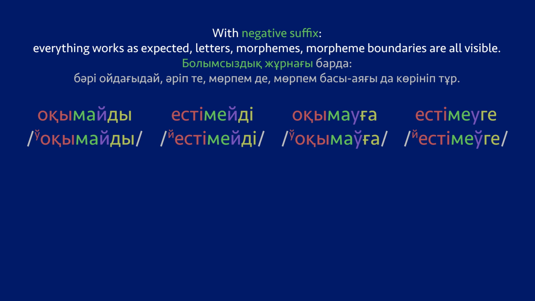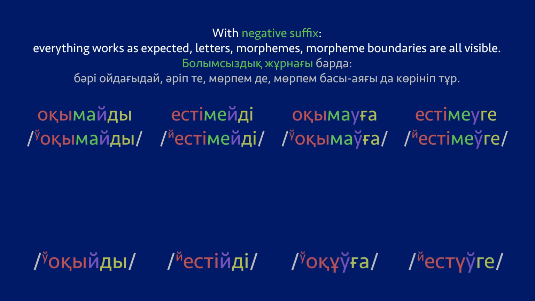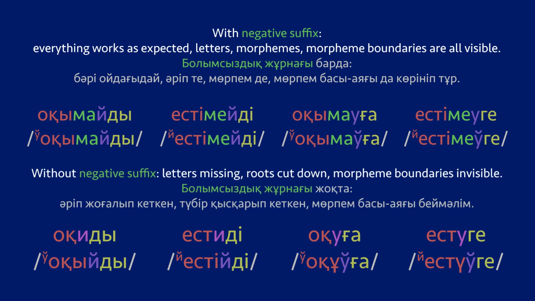But look what happens when you remove the negative suffix and make the word positive. Woqide, Yesteide, Woqura, Yestuge. The sounds are mostly the same. Sure, you have some assimilation going on here with the perfective suffix, but everything is still made up of native sounds. But in writing, you can't just remove the negative suffix, you have to remove letters from both sides around it as well, and replace them with a completely different letter that doesn't even make its own unique sound. Suddenly the root is shorter, the suffix is not evident, the morpheme boundary is lost. The problems don't end there.